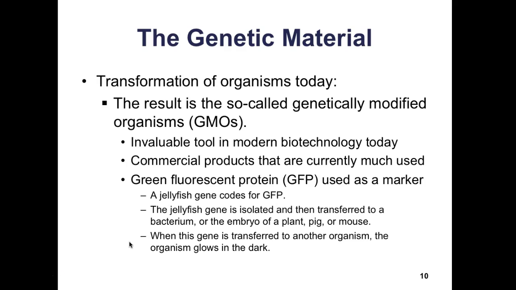One of those things that we can look at is the green fluorescent protein, or GFP, used as a marker. A jellyfish gene codes for GFP. The jellyfish gene is isolated and then transferred to a bacterium or the embryo of a plant, pig, or mouse. Ultimately, when this gene is transferred to other organisms, the organisms will then glow in the dark.